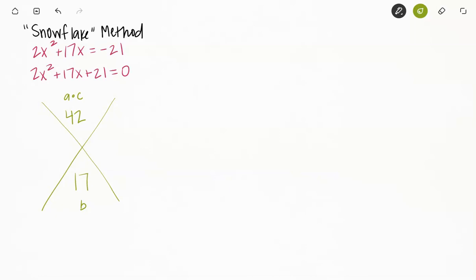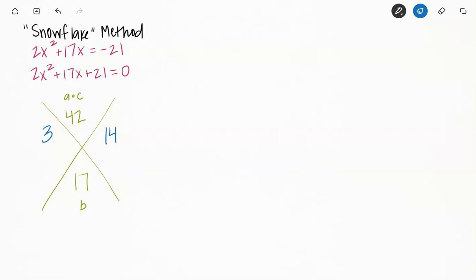All right, we've got to figure out the values that will go with 42 and 17. If this is not coming to you immediately, no big deal. Remember, you can always just go factor by factor. You've got 1 and 42, you've got 2 and 21, and you can just keep going until you figure out what the factors are. This one ends up being 3 and 14. 3 times 14 is 42. And 3 plus 14 is a positive 17.